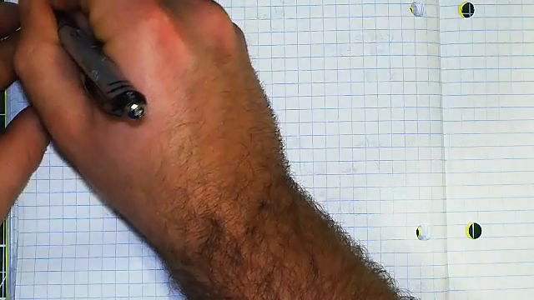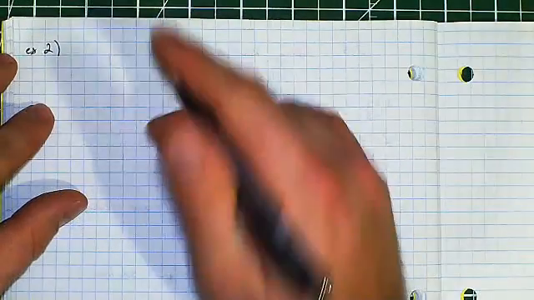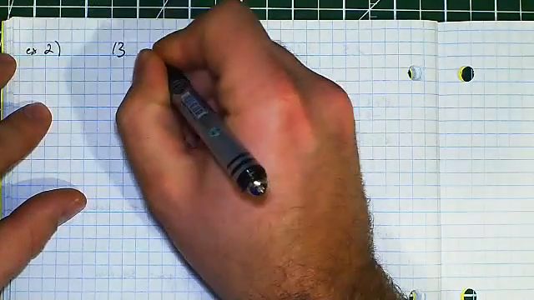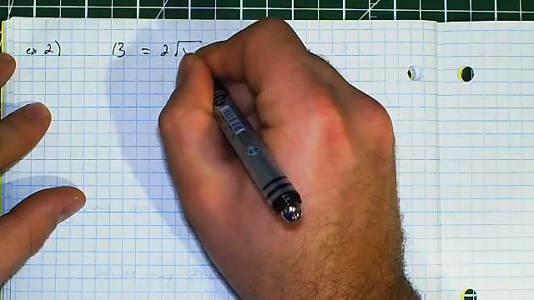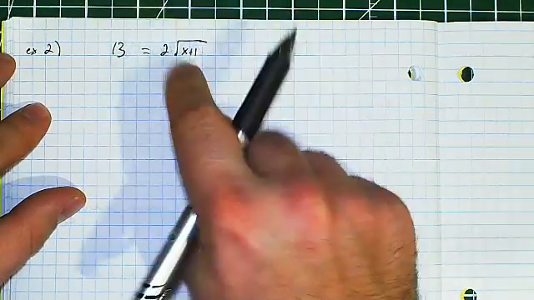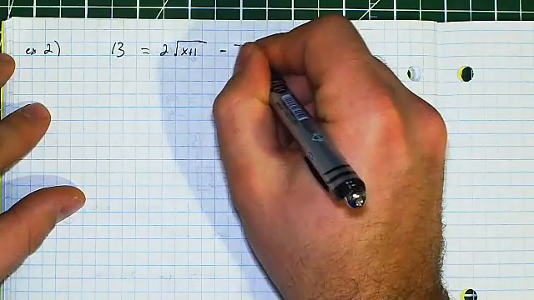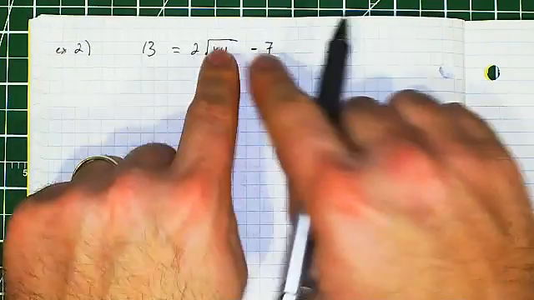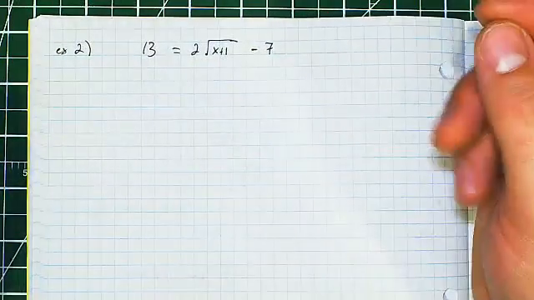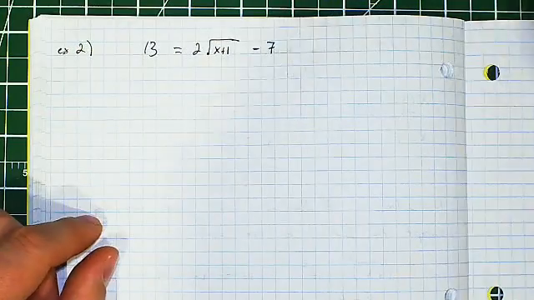Second example is going to be 13 equals 2 times root x plus 1. In this case, the 1 is underneath our root. It's important. Minus 7. The biggest thing with this one is making sure you understand what is underneath your root and what is not, and keeping track of that.